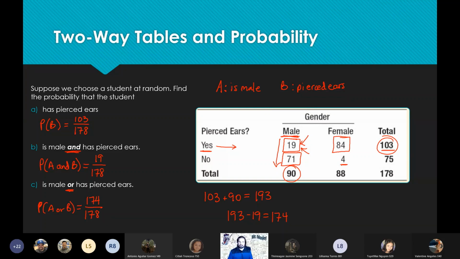So, did that answer the question about the difference between and or? I don't remember who asked specifically, otherwise I would ask them, but I just want to make sure I've answered that question. Yes, all right, thank you, Antonio.